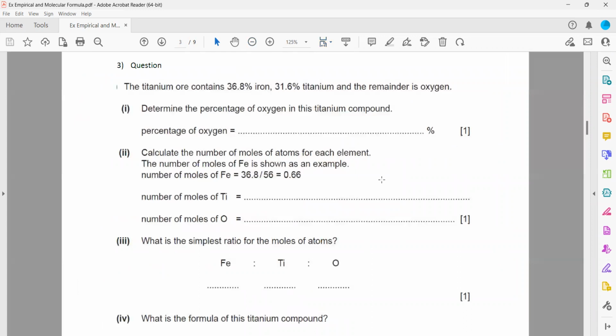Then in this one, the titanium ore contains 36.8% iron, 31.6% titanium, and the remaining oxygen. How to work out the remaining percentage? Because the sum of the percentages of all the elements should be 100. So if I subtract the percentage of iron and titanium from 100, I'll know how much oxygen is there. So it will be 100 minus 36.8 minus 31.6, and that answer will be the percentage of oxygen in this compound, because the total sum of the percentages should be 100. So that is equal to 31.6.